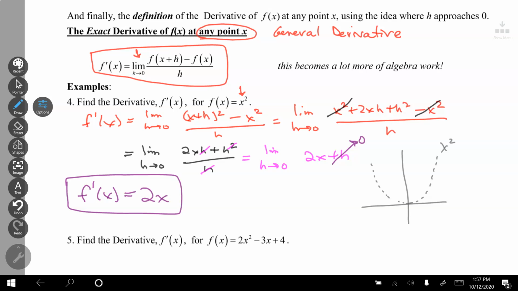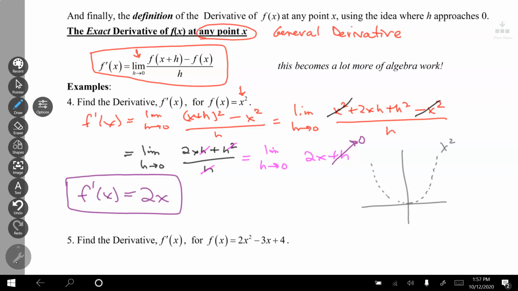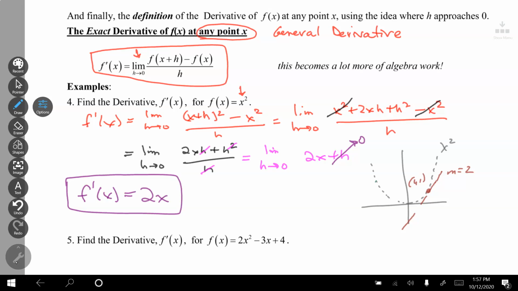And if I took any point on this graph, let's say I took this point right here, (1, 1), then this slope here would be twice the x value, so this slope would be 2. If I took this point right here, (-2, 4), then this slope right here would be twice the x value, so this slope would be -4.